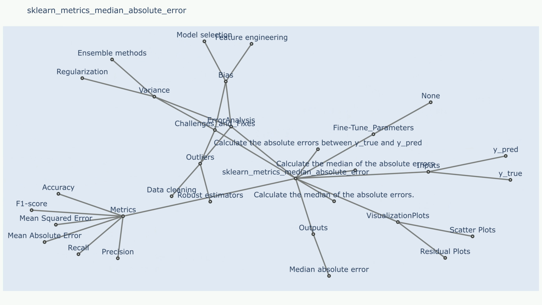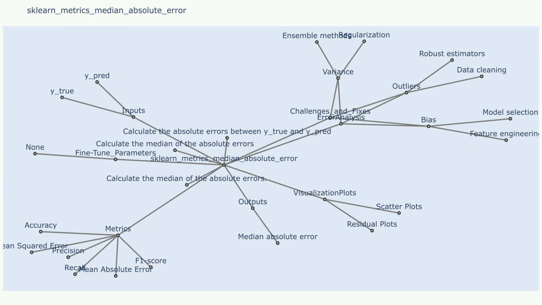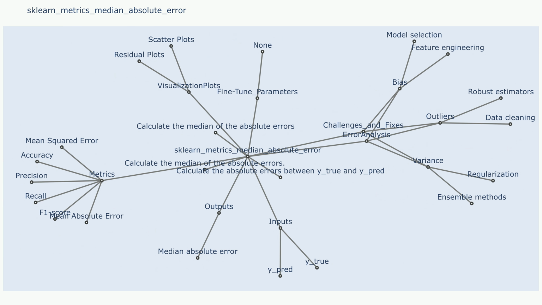Outputs. Median absolute error, the median absolute error between the predicted and actual values. This is a single floating point number. Steps. Calculate the absolute difference between each predicted value and the corresponding actual value. Calculate the median of the absolute differences.